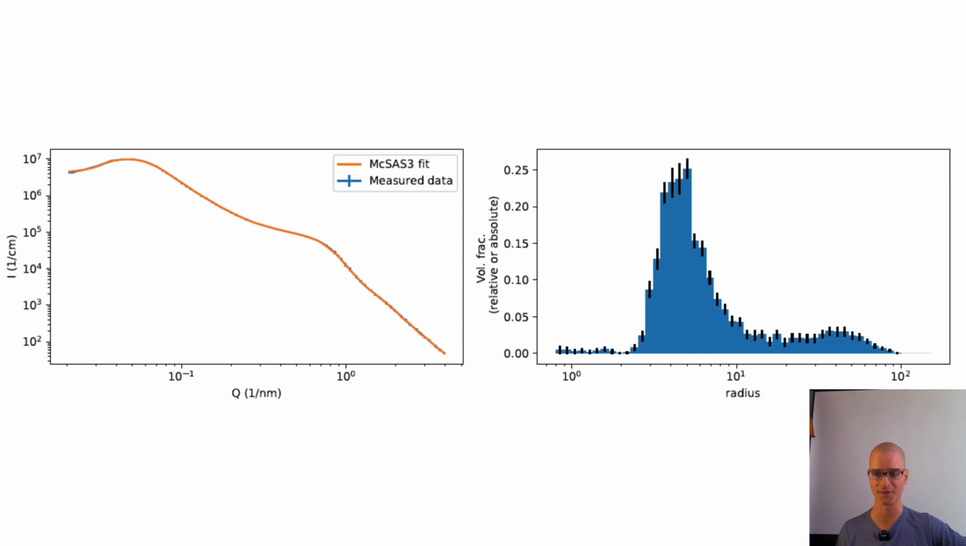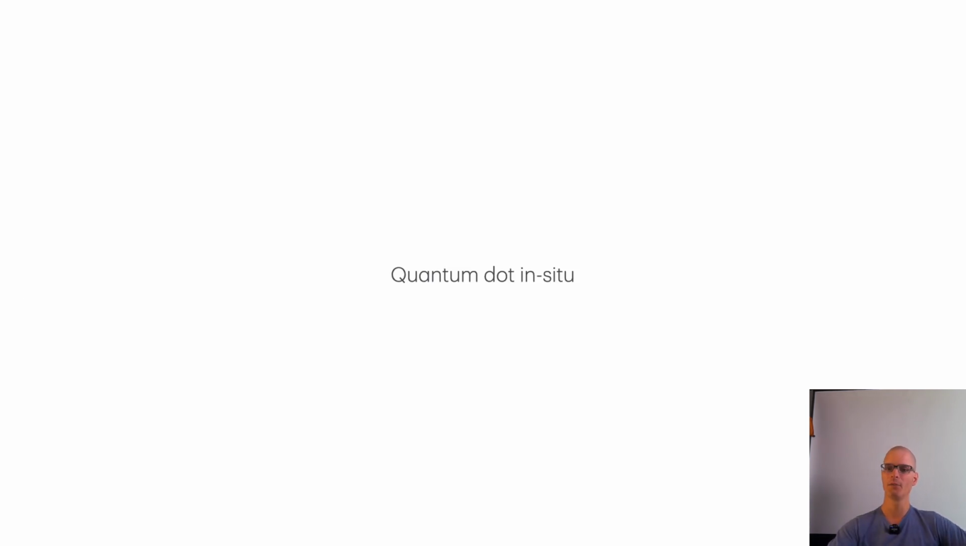One of the earlier examples for McSAS involves a study on formation of quantum dots. So this was a study by Benjamin Abecassis and colleagues from France, and they wanted to know by what mechanism these quantum dots form. So they did what you usually do.